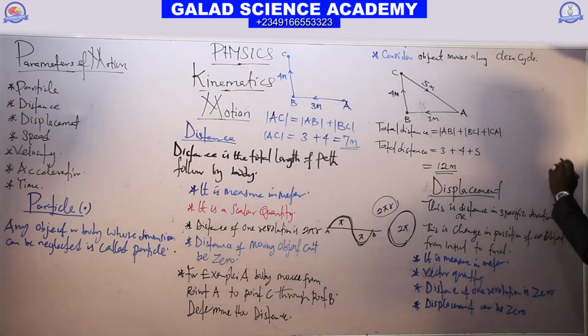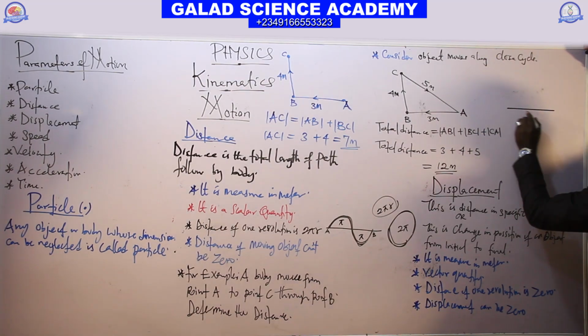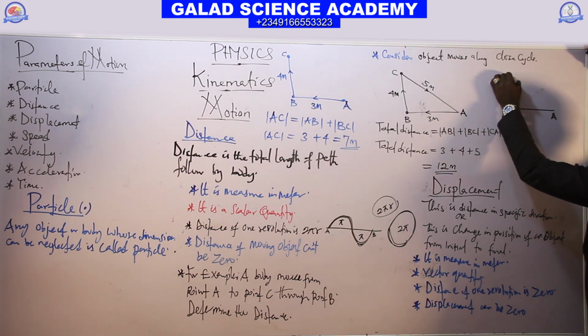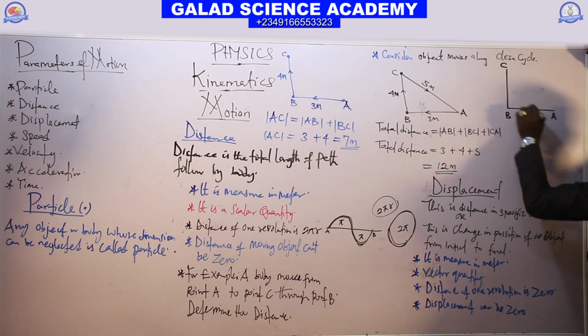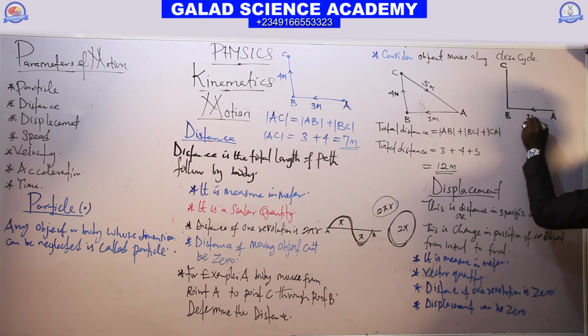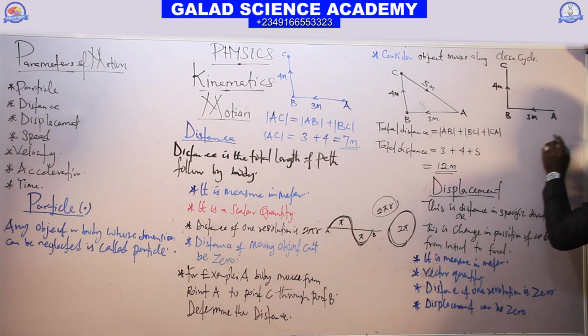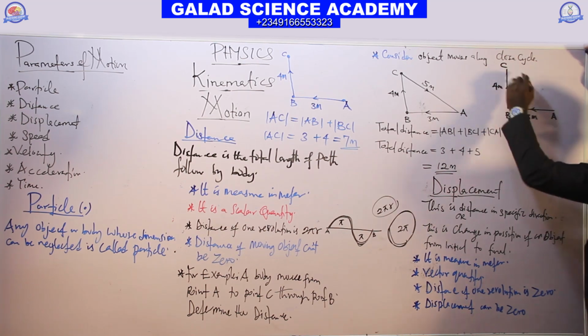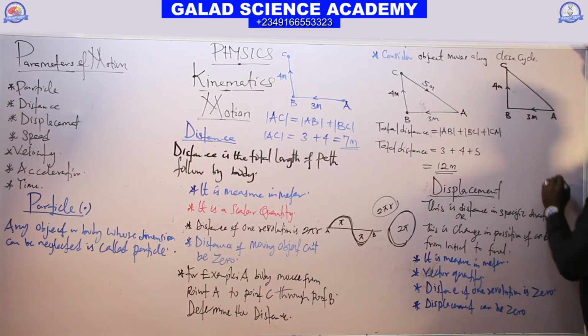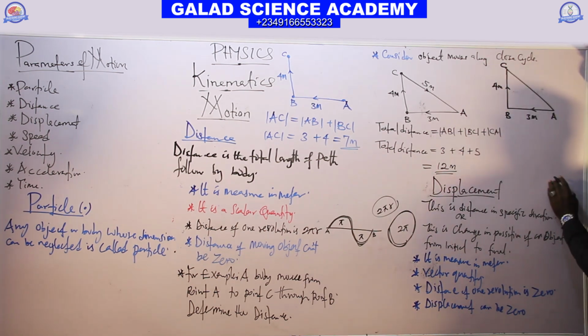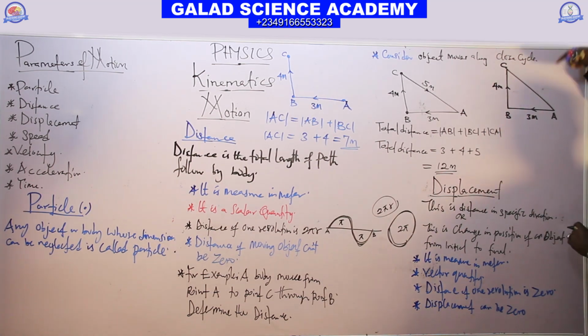For this first question, we agree that the object moves from A to B, gets to B into C. And the distance here is 3 meter. Distance here is 4 meter. So now if you want to find the displacement of this object moving from here to this place, you can use Pythagoras theorem to find the displacement. Like this.